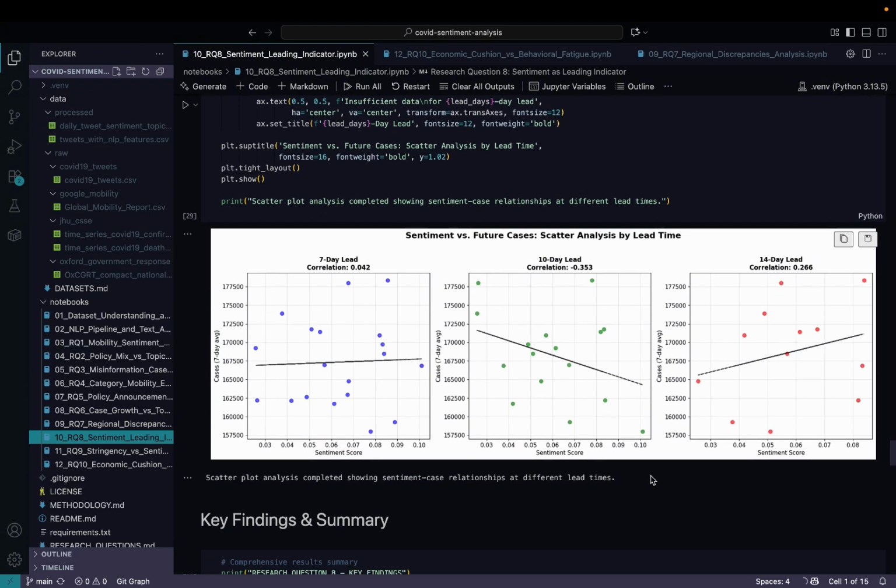For the visualization, we have used a scatter plot matrix with representations for a 7-day lead, a 10-day lead, and a 14-day lead. These scatter plots show sentiment versus future cases, as the question suggests. Here we can see that the correlation coefficients are 0.042, minus 0.353, and 0.266 for the respective plots. The 10-day lead shows the strongest negative relationship, and the trend lines also demonstrate the predictive capability. So this is it for question number 8.